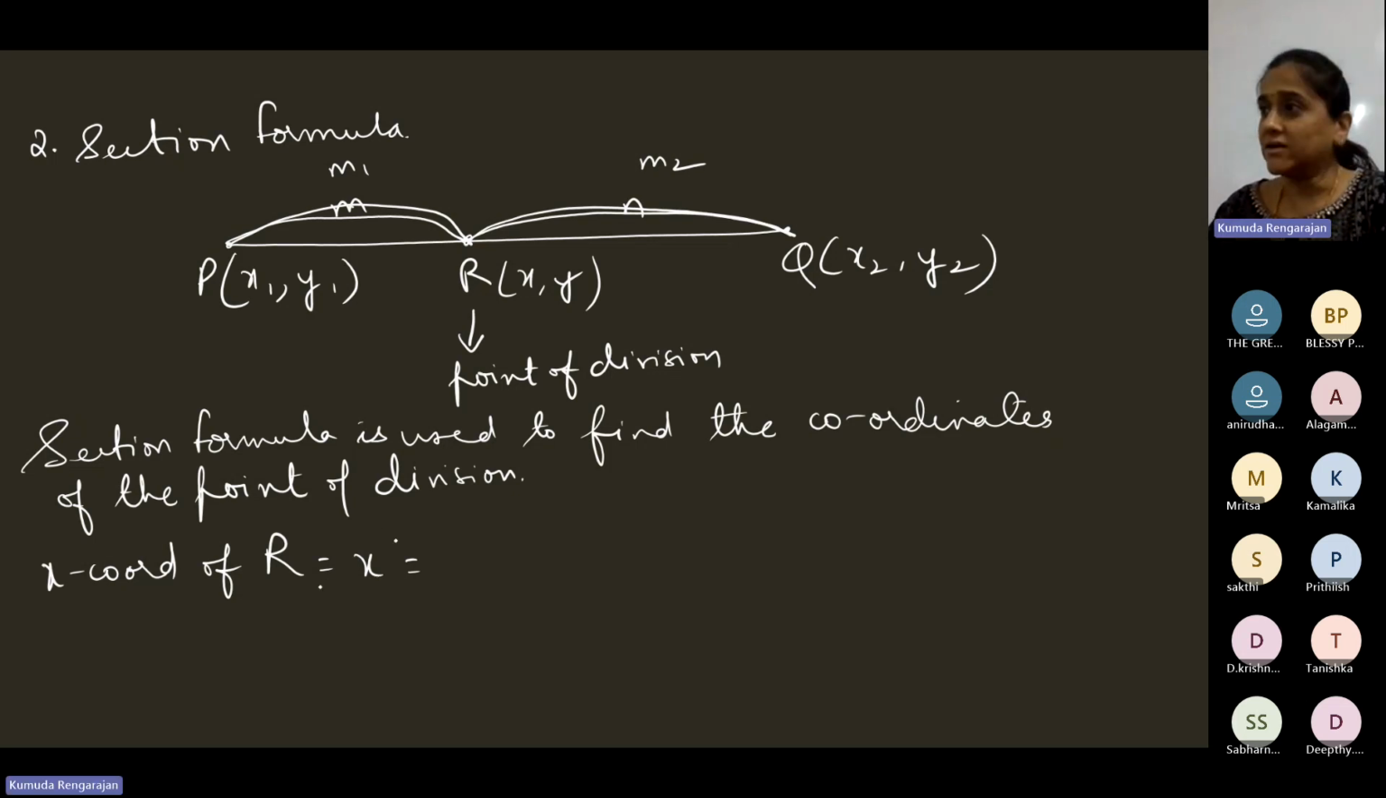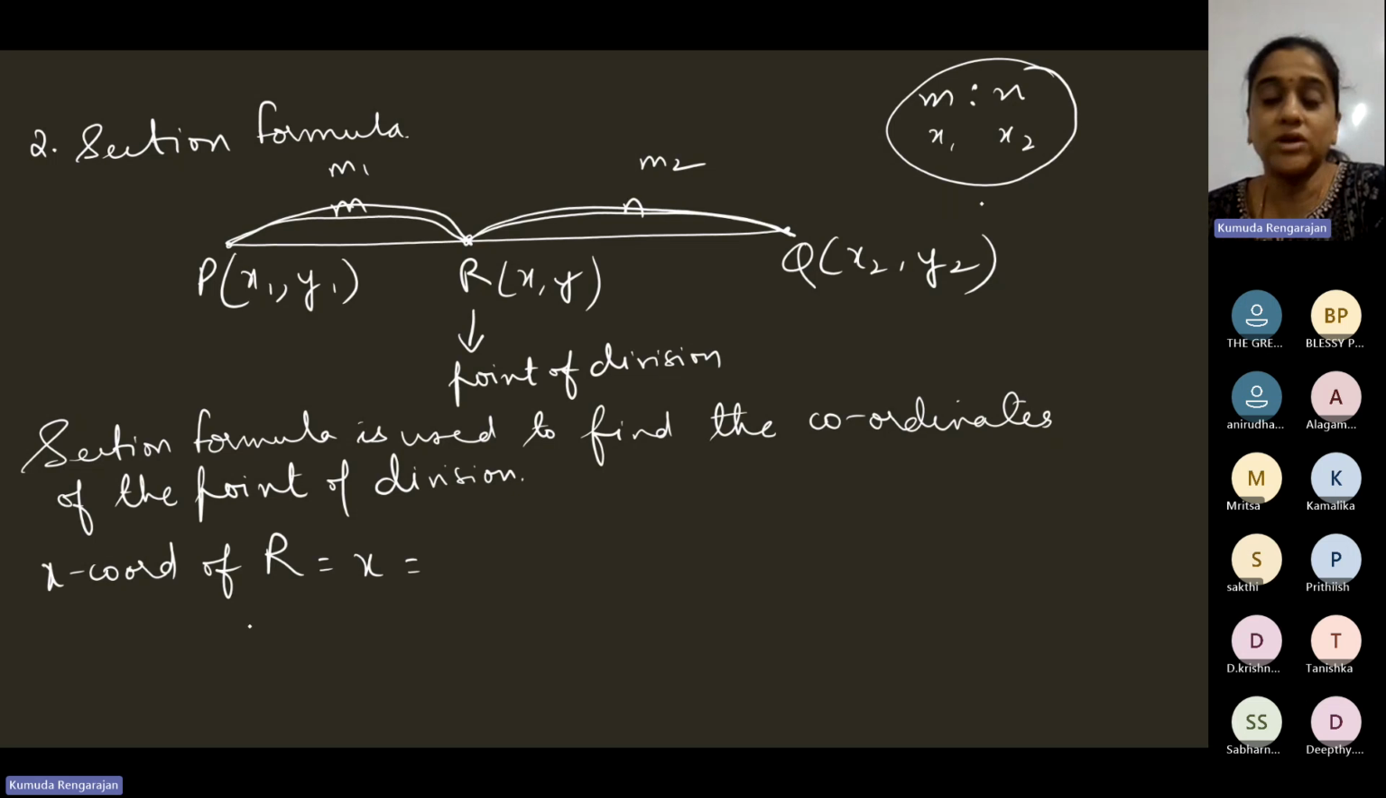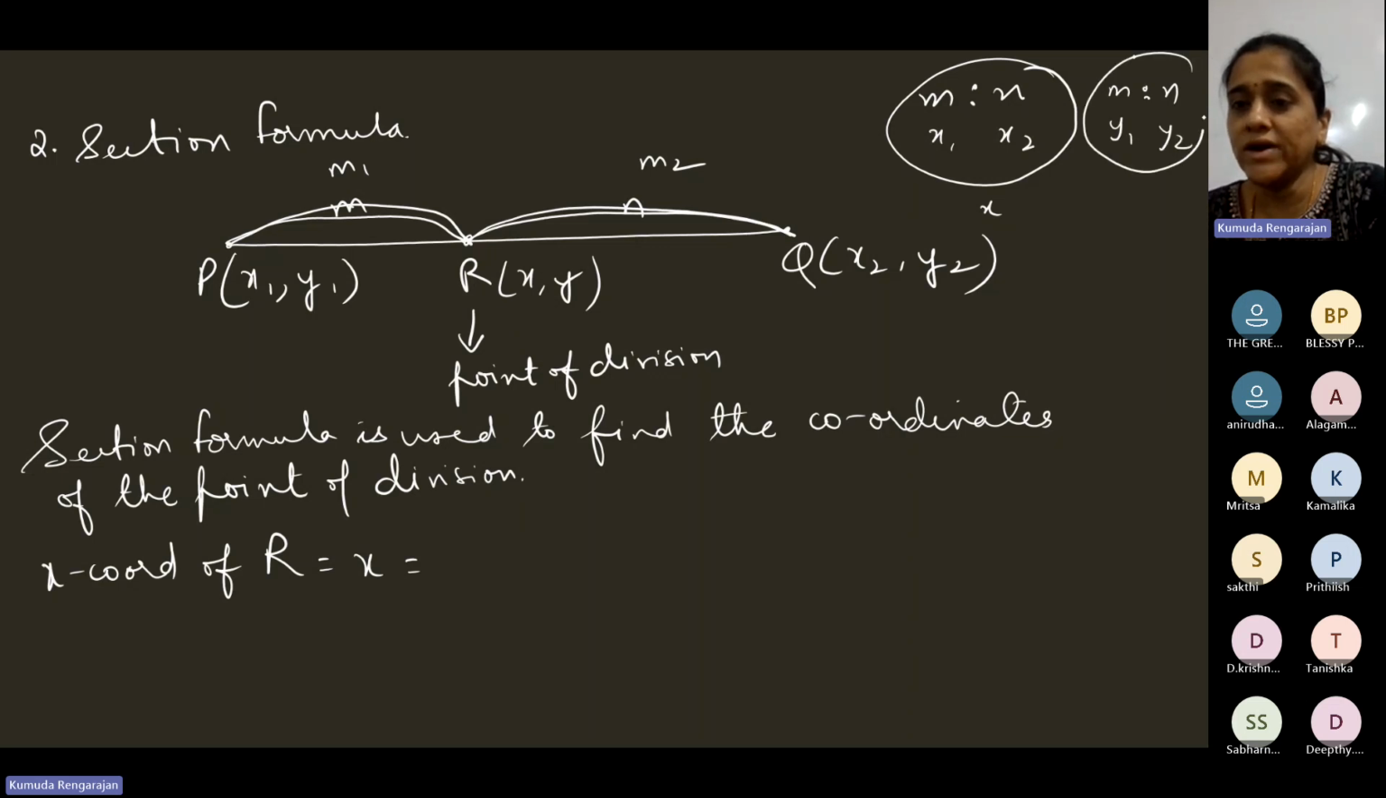X coordinate of R, which is here x, is equal to. So I told you, you will be using the ratio. What's the ratio? M and n. M is to n, or M1 and M2. The ratio is M1 is to M2 or M is to n. I'm using M and n. You'll be using the ratio M is to n and x1 and x2 to find the x coordinate of R. You'll be using the ratio M is to n and y1 and y2 to find the y coordinate of R.